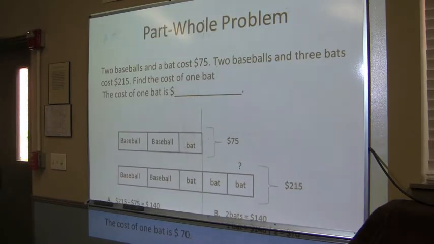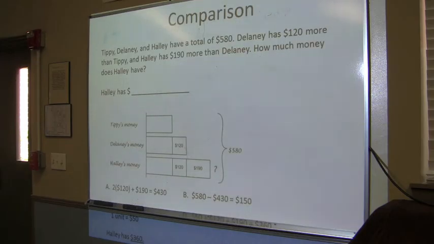Okay. All right, now we get into a comparison. And these are actually all problems that are in the course. Okay, so Tippy, Delaney, and Haley have a total of $580. Delaney has $120 more than Tippy, and Haley has $190 more than Delaney. How much money does Haley have? Okay, this might be another one of those questions where you get finished and you look up there and there's a tabula blank.